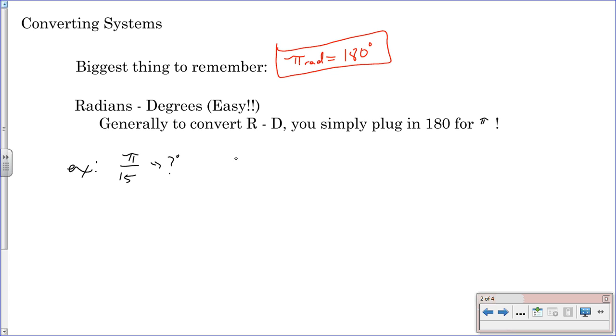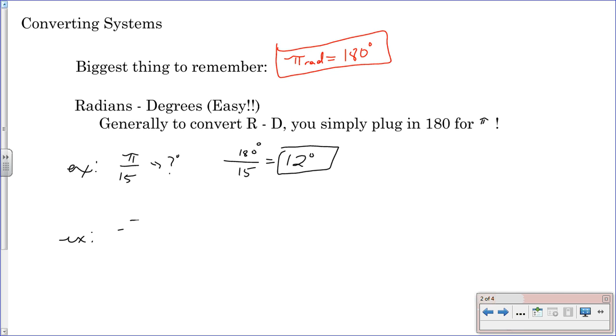Well, plug in 180 for pi. 180 over 15. So we get 180 degrees over 15. Do the math. That comes out to 12 degrees. All right, that's simple. Let's try another one.